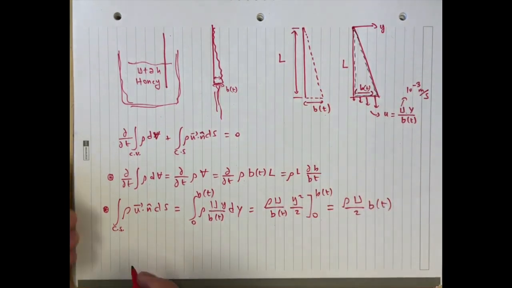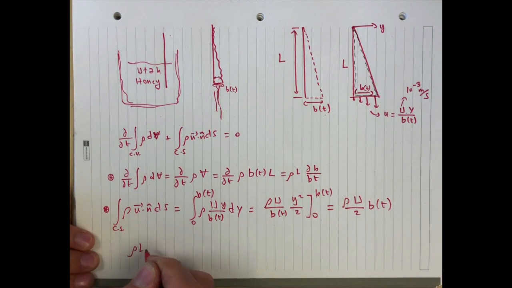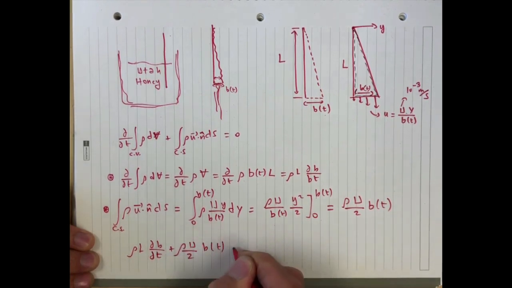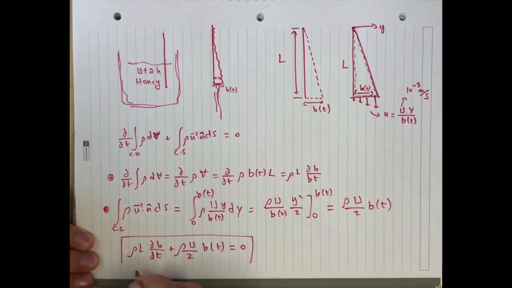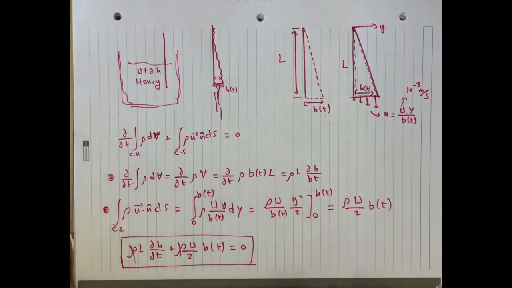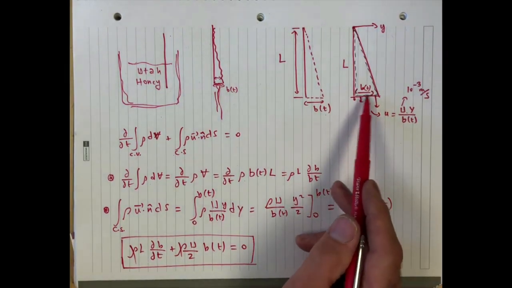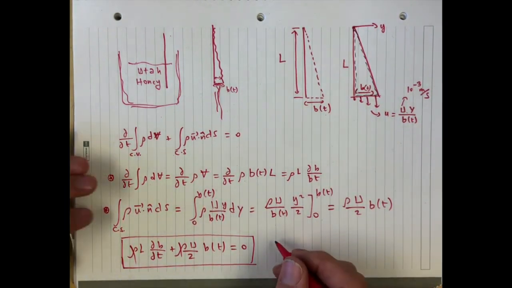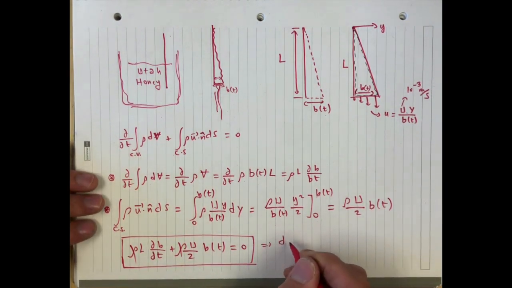of t. Finally, putting things together, we get rho L dB by dt plus rho u over 2 b of t is equal to 0. That gives you the ODE. We can simplify the rho over here, and that gives you the ODE for the change in the width as time goes on, and you can easily solve this. This is going to provide an exponential solution. So this is strictly an ODE, so we can change the partial into a total derivative.